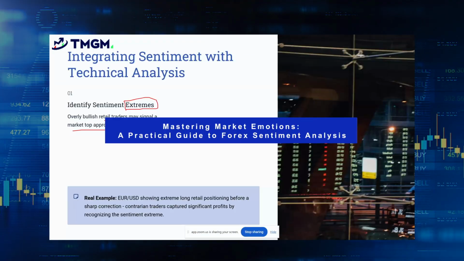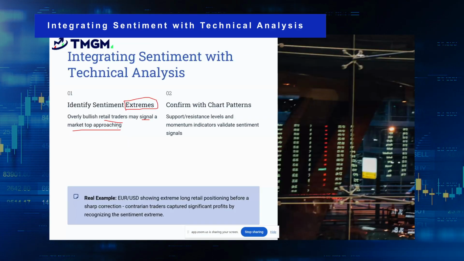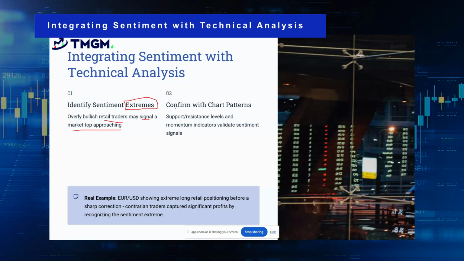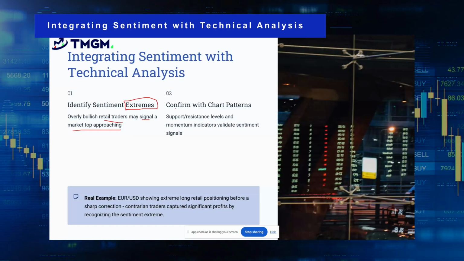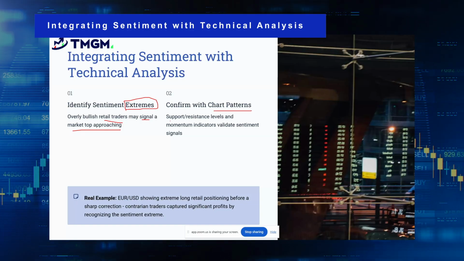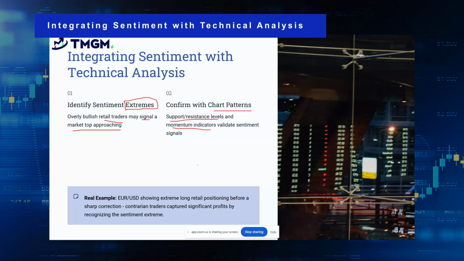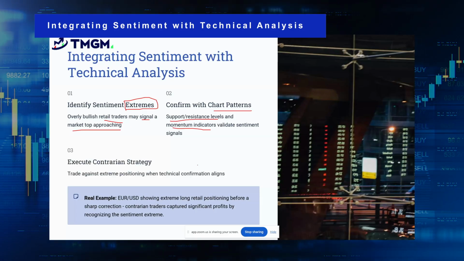A market top approaching. Overly bullish, that's the keyword, overly. So once you have the sentiment to give you your trade idea, then we confirm with technical analysis. This is where your price action comes into play, your support resistance, momentum indicators, right? And then you execute a contrarian strategy.